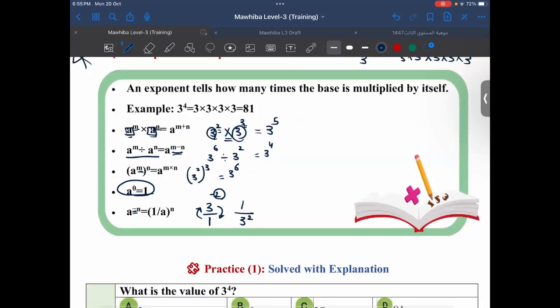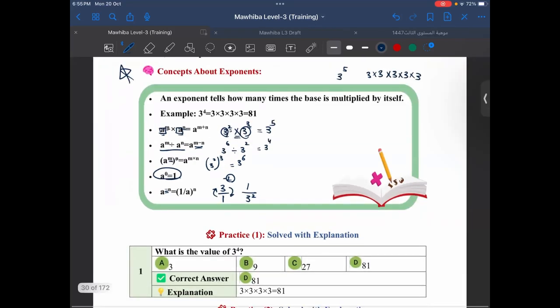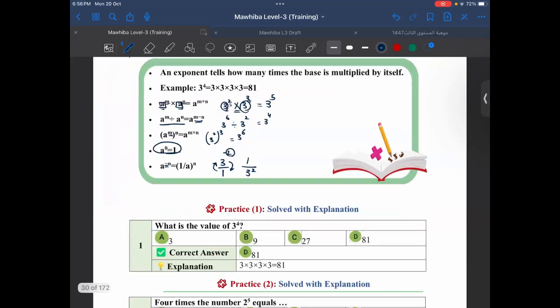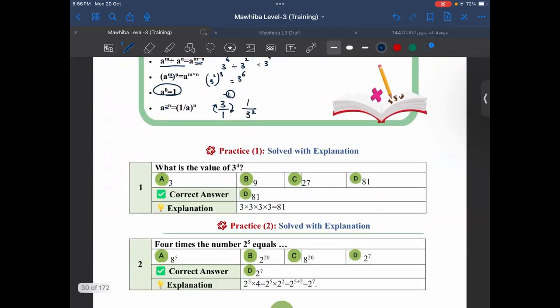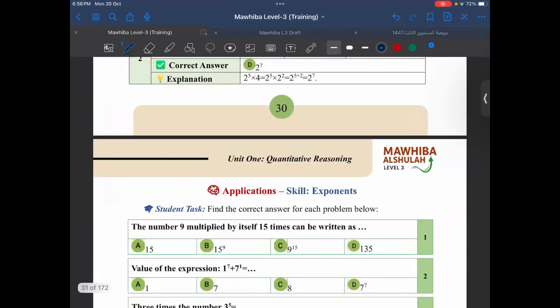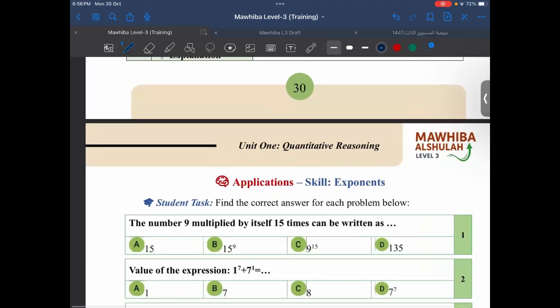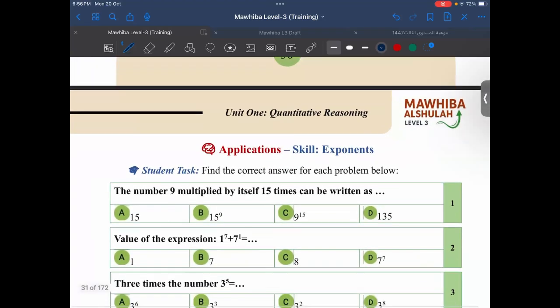Okay. So these are the main concepts in exponents. Let's see now how we can apply them on questions and see how to solve them. Yalla, the first question is: the number 9 multiplied by itself 15 times can be written as? Yes, Yasmin? C. C, excellent. 9 to the power of 15.